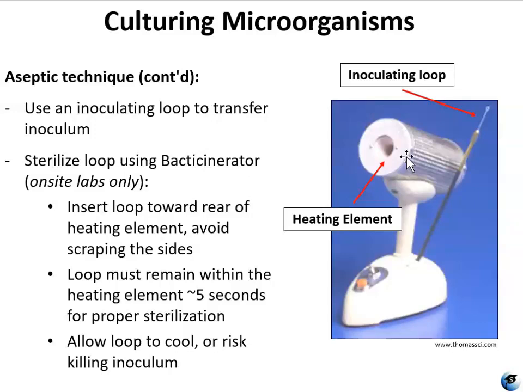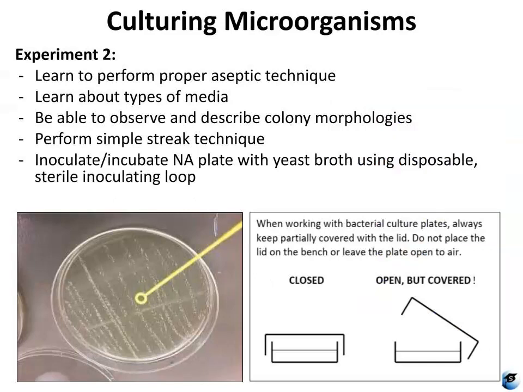So if you want to use the loop to transfer bacterial cells from one place to another in order to grow them, you don't want the loop to be so hot that it kills the bacteria. The learning objectives for Experiment 2 include learning to perform proper aseptic technique, working with different types of media, and being able to observe and describe colony morphologies.